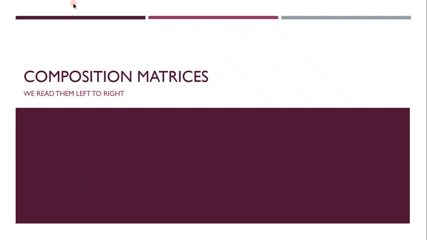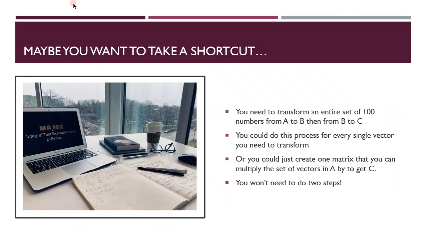Composition of matrices, what is the point of them? Maybe you want to take a shortcut. Let's say you need to transform an entire set of 100 numbers from A to B, and then from B to C. You can do this process for every single vector you need to transform, or you could just create one matrix. You could multiply the set of vectors in A to get C.